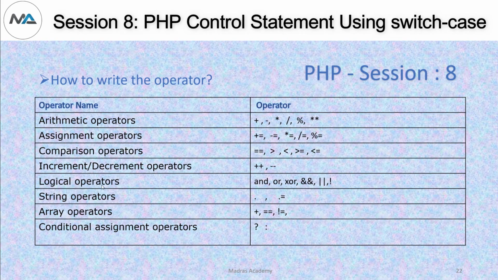We'll complete this in the next session, and continuously we plan to complete the conditional assignment operator, that is the ternary operator, with question mark and colon. We'll see how to write the code using this operator. So these are the three operators we are going to cover in the next session.